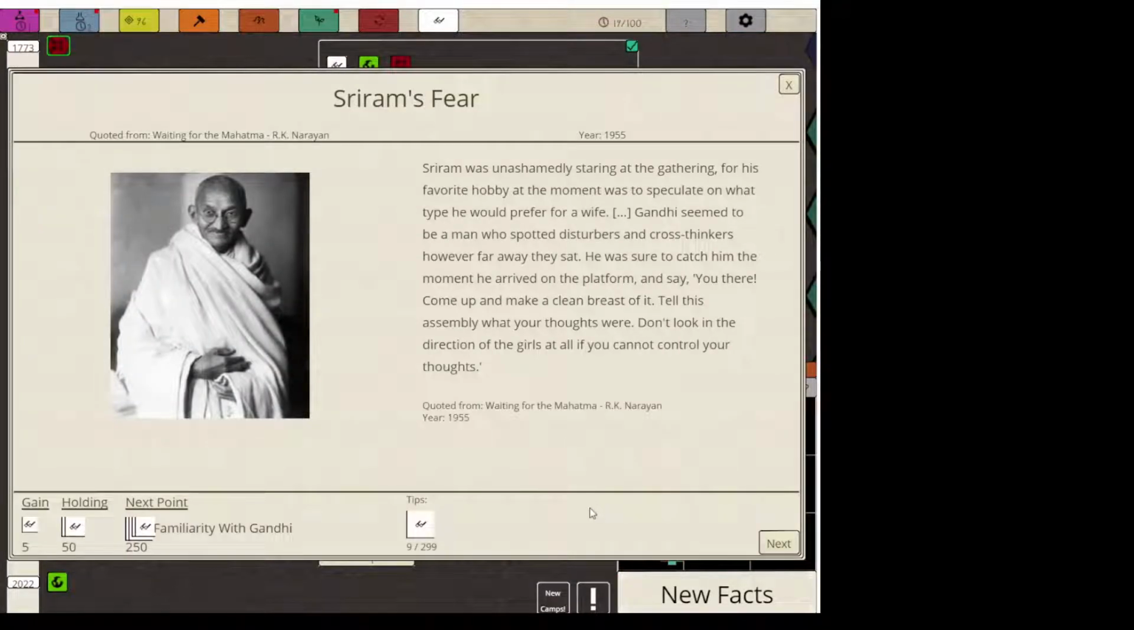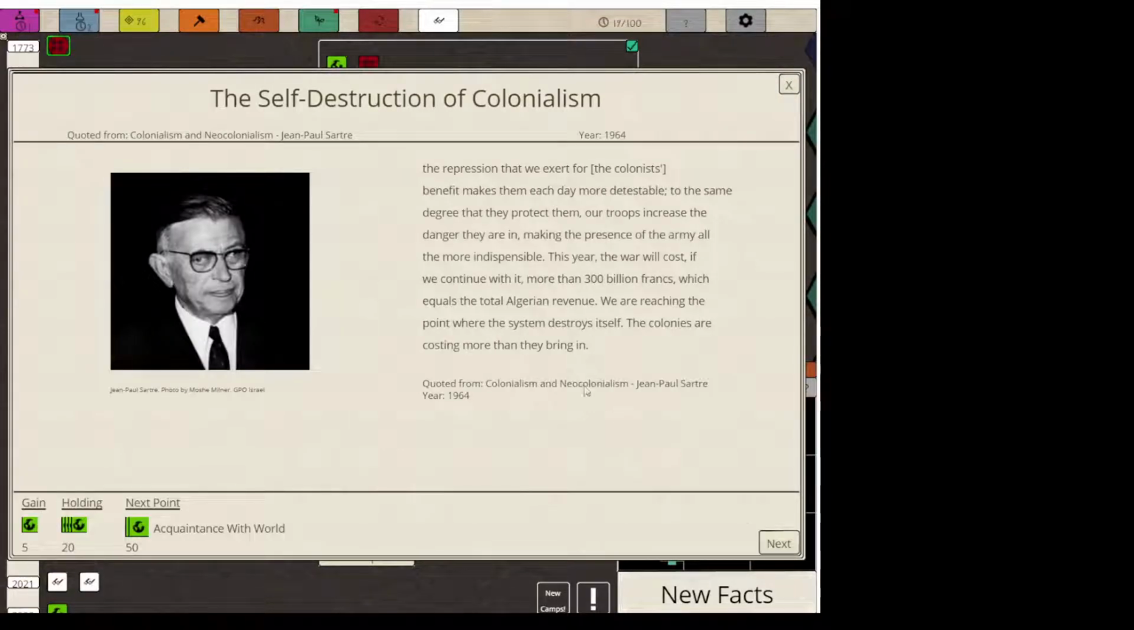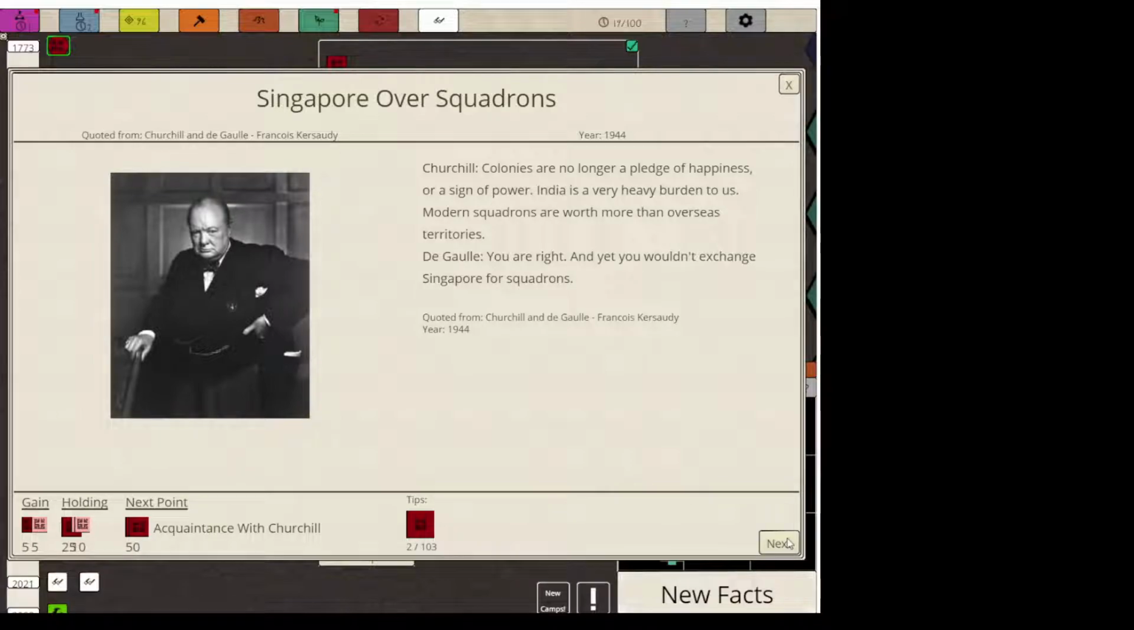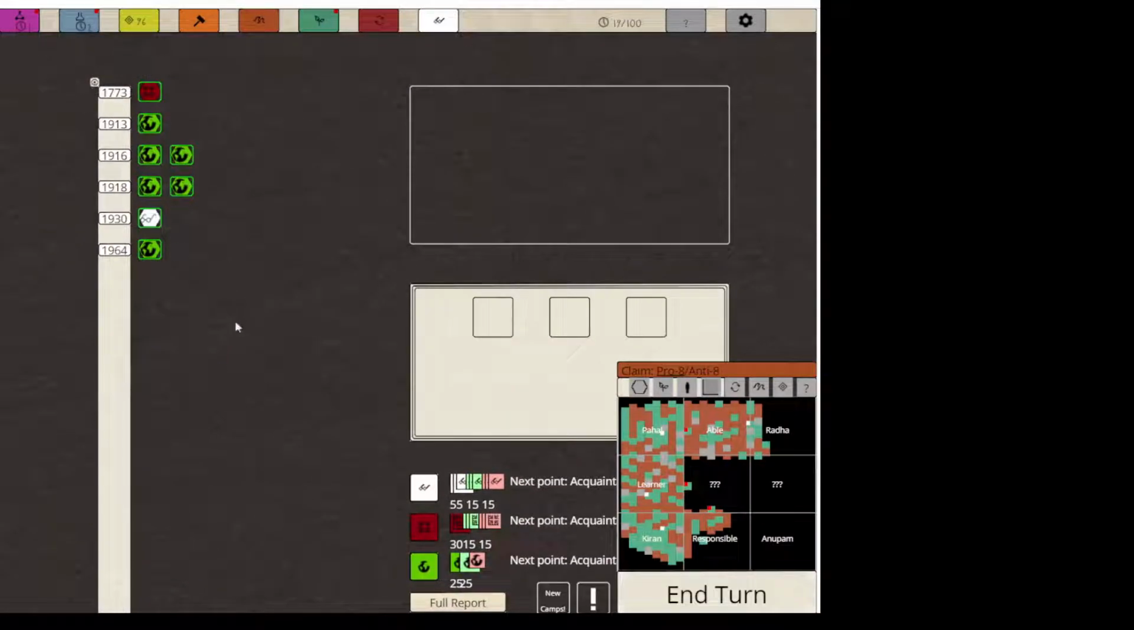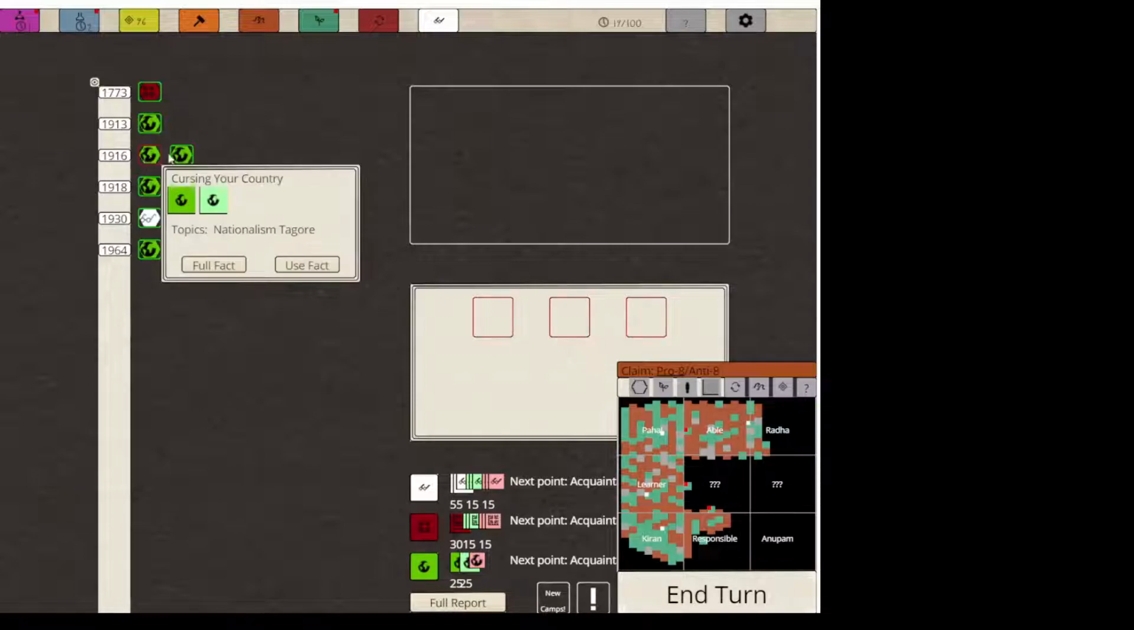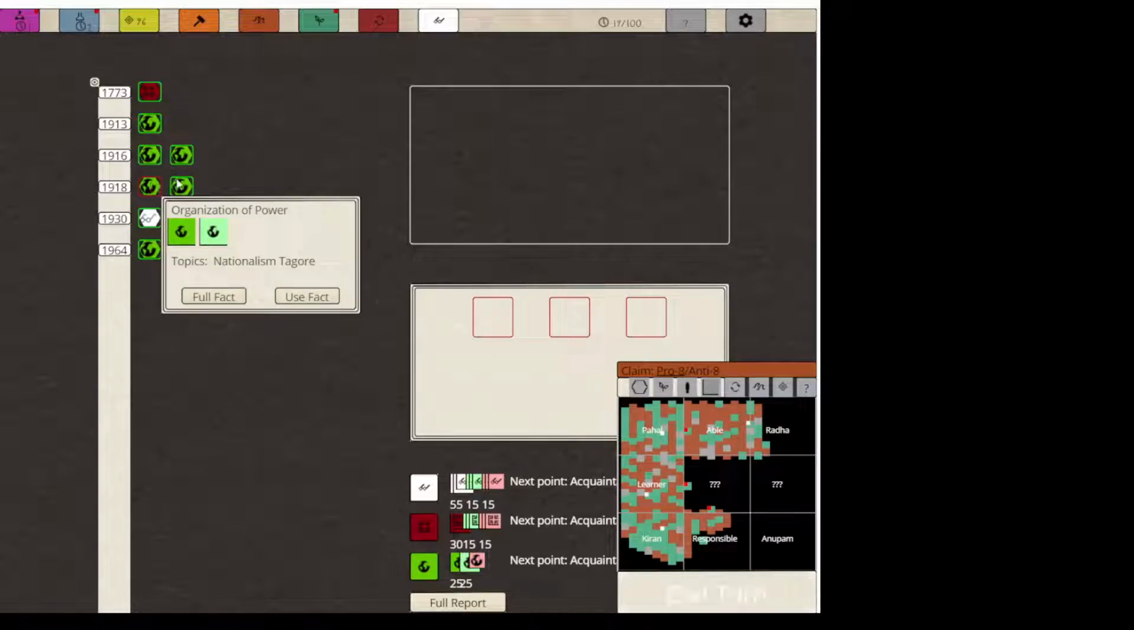This is from a novel by R.K. Narayan. This is Sartre talking about how the cost of the war in Algeria exceeded the revenue generated by Algeria for France. And so the colonies and colonialism as a whole reach a point of self-destruction. This is Churchill and de Gaulle talking about how Churchill talked a big game about how colonies were a burden, and yet everybody was quite clear on the fact that he would not give up that burden, even if given squadrons of troops instead.